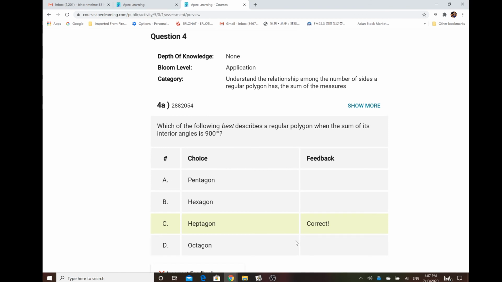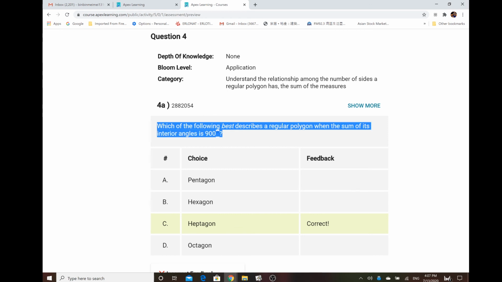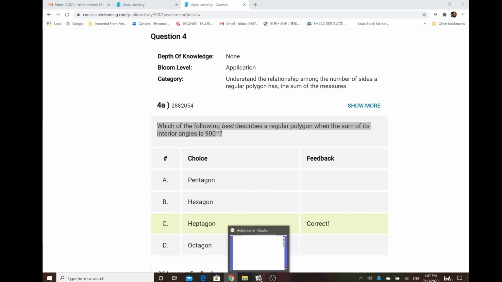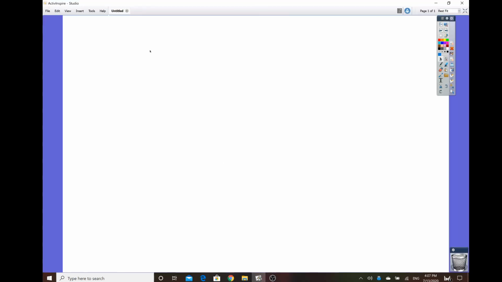And which one of the following best describes a regular polygon when the sum of its interior angles is 900? Now this one, let's take a look at this. We need to find out what kind of figure that is. For this one, we need to go backward to find the number of sides of the polygon. So we need to figure out what n is. Let me do it right here on the Promethean board. So what we have here is 900, the sum of all the measures of the interior angles.